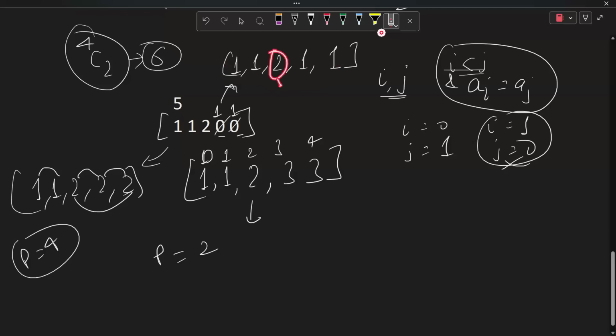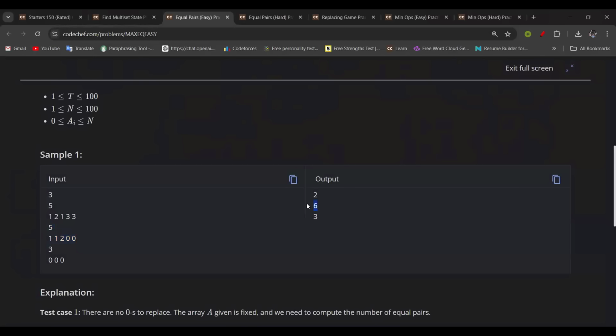And for this 2, there is no pairing with any other 2, so it would not be included in any of the pairs. So here you can see my value of p was 6. You would have got a feel for what we are doing here. The maximum value you can obtain was by replacing them by 1, and that value was 6. You can see the answer for my test case was 6.